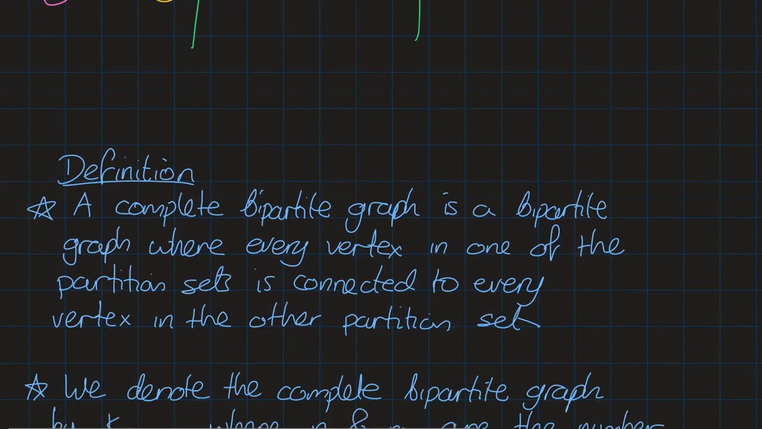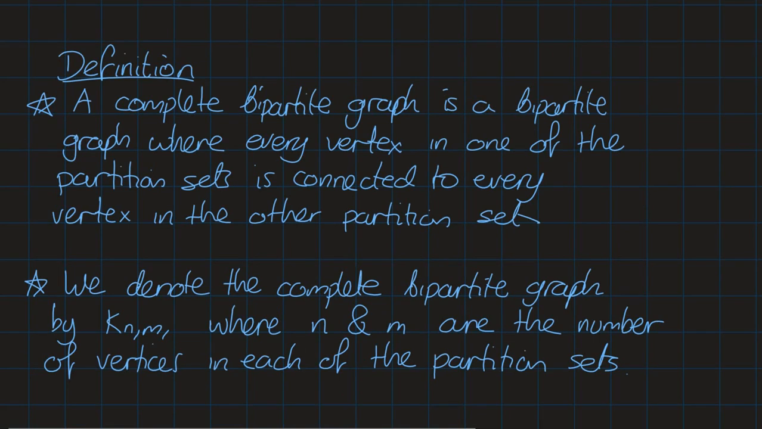Let's move on to a modification of the bipartite graph. A complete bipartite graph is a bipartite graph where every vertex in one of the partition sets is connected to every vertex in the other partition set. We know what a bipartite graph is, and we know what a complete graph is. A complete bipartite graph has as many edges as possible while still being bipartite. You can't add every possible edge. You're not allowed to add a pink to pink edge, but you add every possible pink to yellow edge and every possible yellow to pink edge.